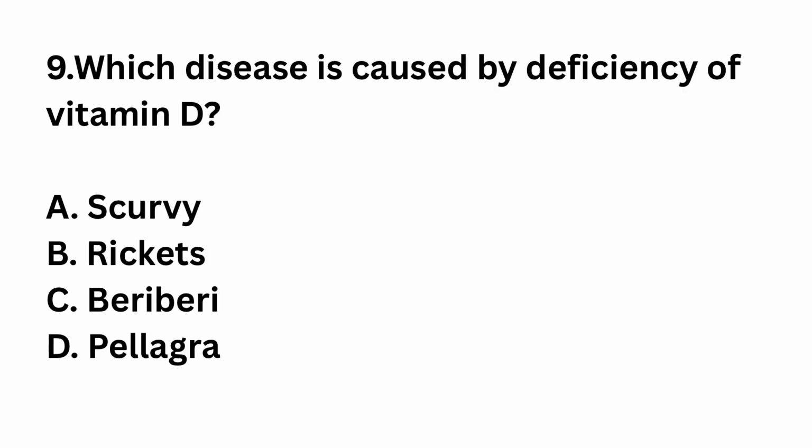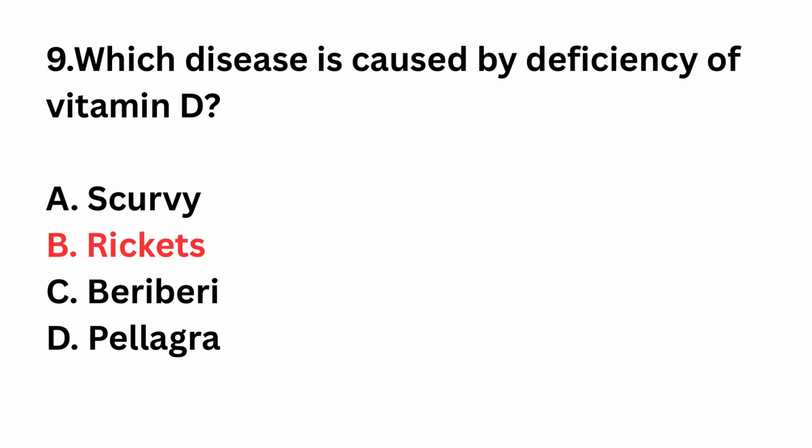Question number 9. Which disease is caused by the deficiency of vitamin D? Scurvy, rickets, beriberi, pellagra. The right answer is option B, rickets. Vitamin D deficiency leads to poor calcium absorption and rickets.